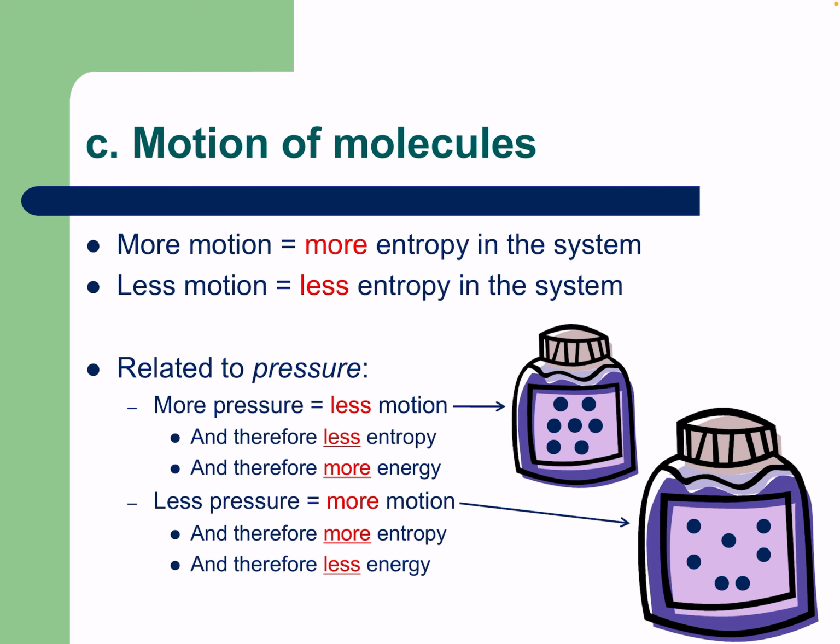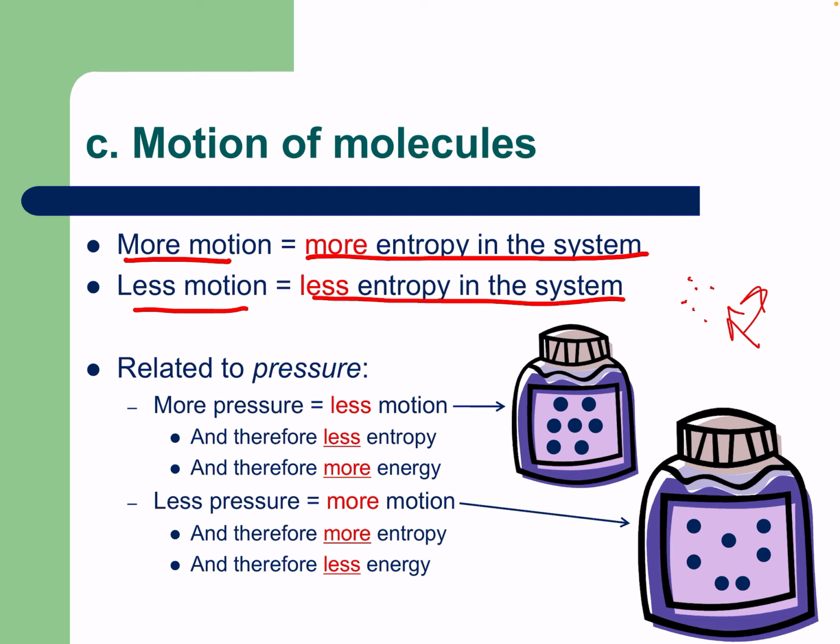So, motion of the molecules. Again, more motion equals more entropy in the system, while less motion is less entropy. You can think liquid versus gas. The molecules in a liquid will still move, but not as much as in a gas, where they're flying around very fast. And this is also related to pressure. Here, more pressure equals less motion, which therefore means less entropy, and therefore more energy.